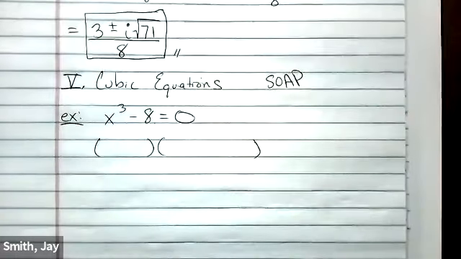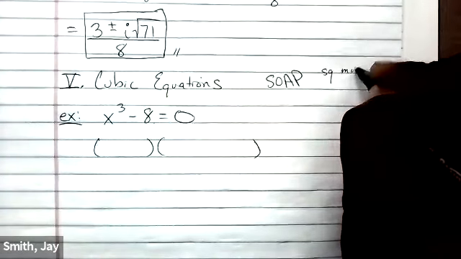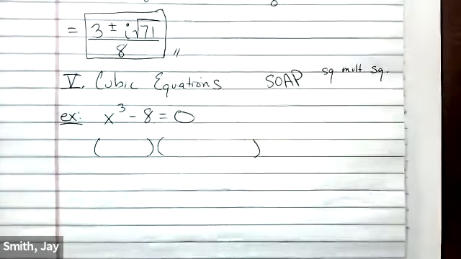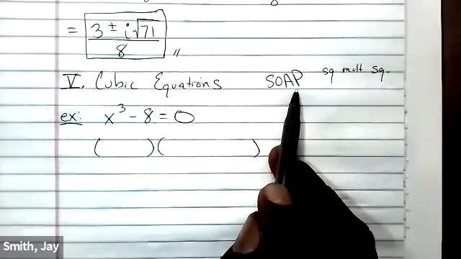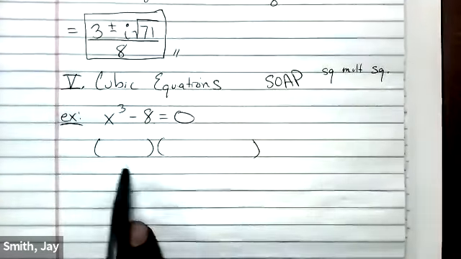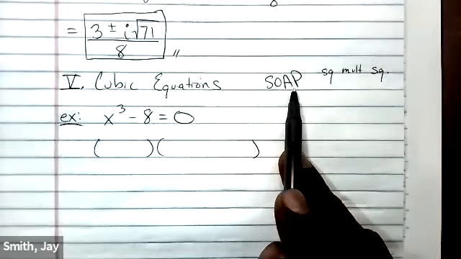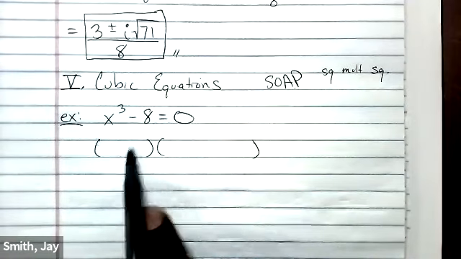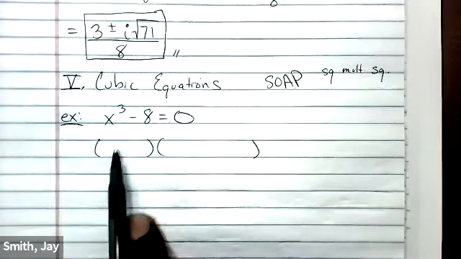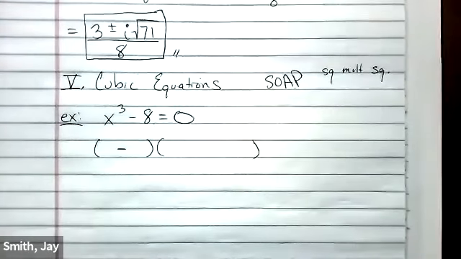Now, whenever we're dealing with cubic equations, you want to remember that the name of this method is called the SOAP method. You also want to remember square, multiply, square. So SOAP is an acronym representing how we get our signs in the completely factored form. SOAP stands for same, opposite, always positive. So the first sign in our binomial is going to be the same as the sign given to us in our question. So we started with a negative, our answer starts with a minus sign.